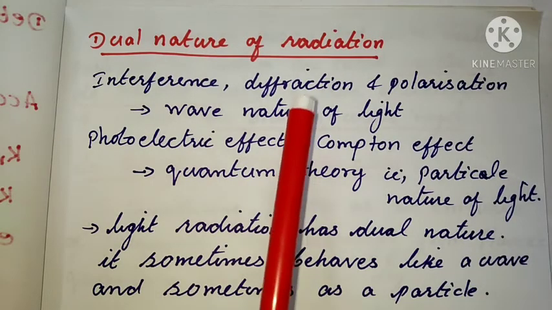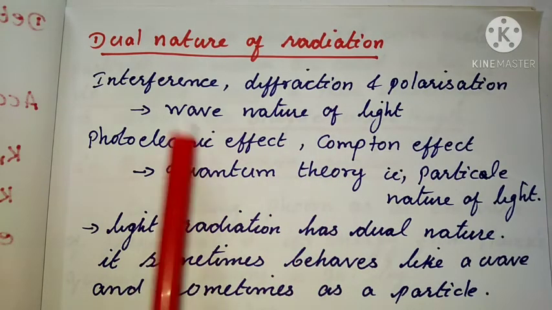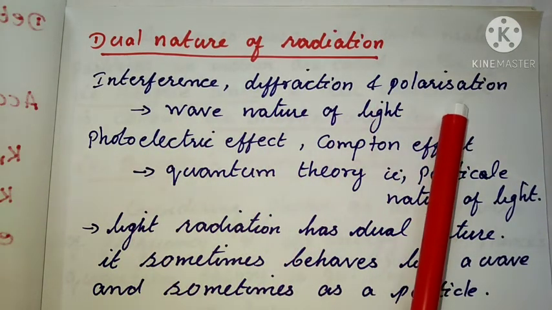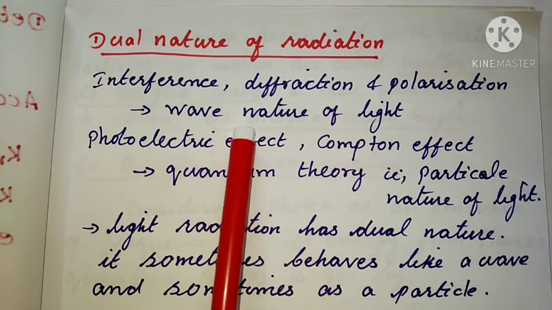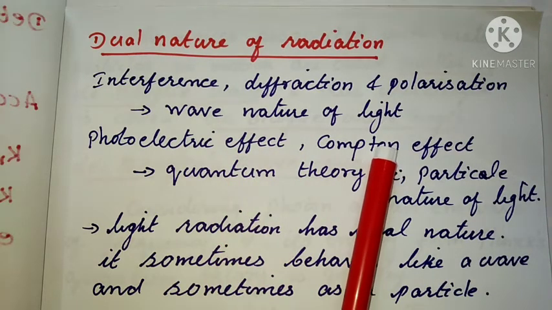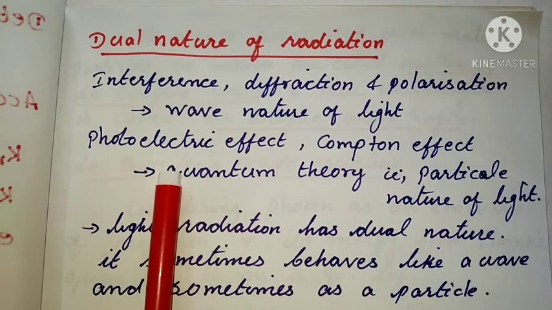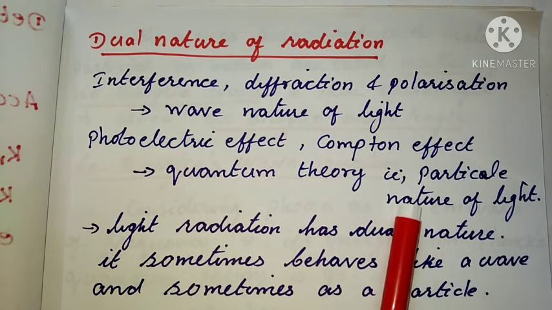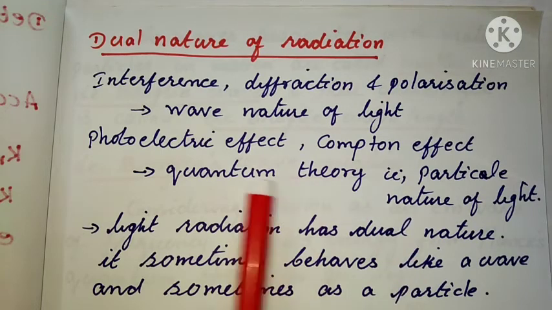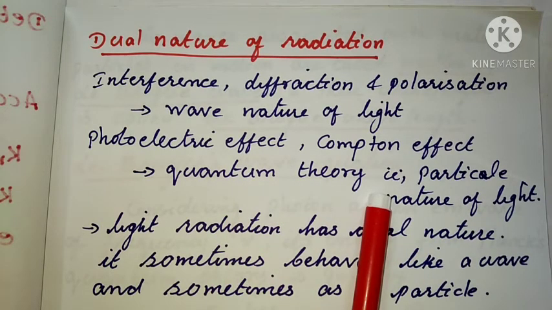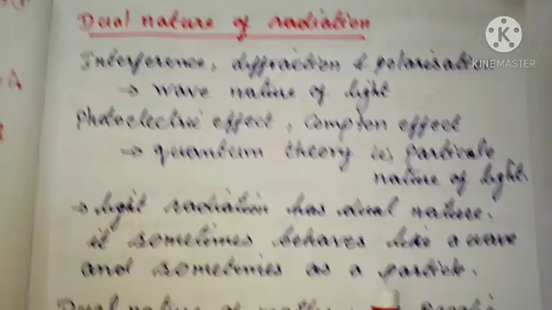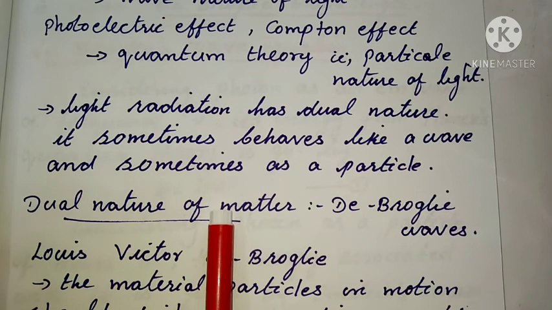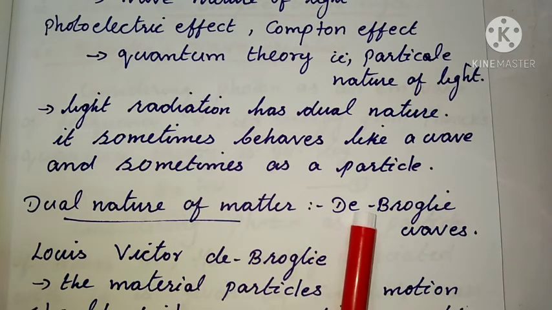Next topic, dual nature of radiation. Phenomena like interference, diffraction and polarization can be explained only on the basis of the wave nature of light. But phenomena like the photoelectric effect and Compton effect can be explained only in terms of the quantum theory of light, that is, the particle nature of light. This shows that light radiation has dual nature: it sometimes behaves as a wave and sometimes as a particle.